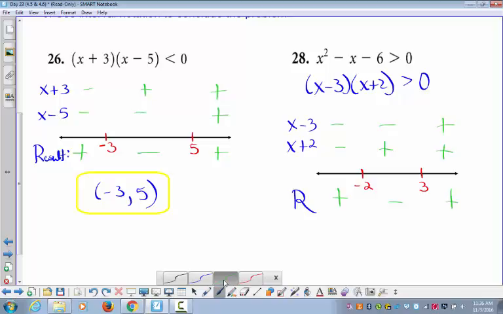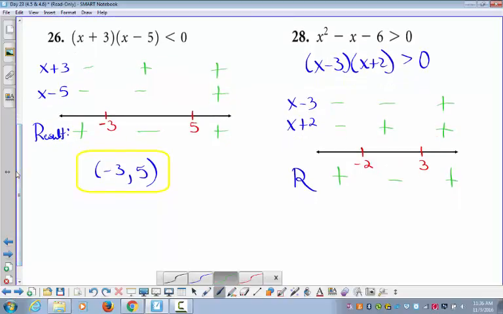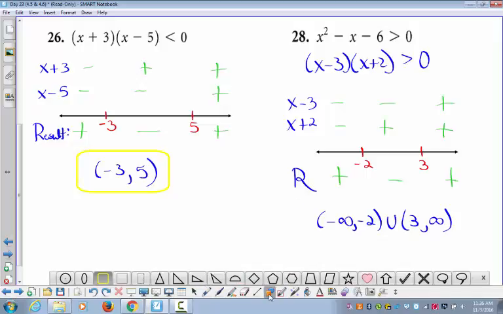All right. So the question here said, where is the result greater than 0? So the result is greater than 0 from -infinity to -2 union 3 to positive infinity. That's where the result is positive. You don't include the endpoints because the inequality is strictly greater than 0. So you want to know where it's positive, not positive or 0. Where it's strictly positive.